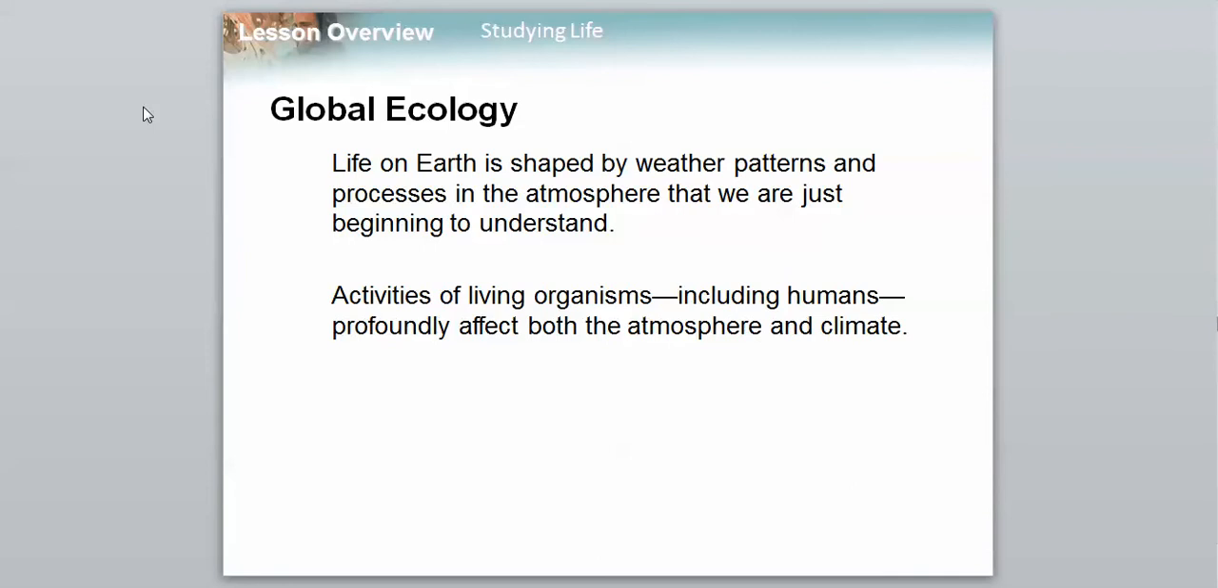So our first one is called global ecology. So hopefully we've heard of this word ecology before. They describe ecology based off the fact that life on Earth is shaped by weather patterns and processes in the atmosphere that we are just beginning to understand. So activities of living organisms, including humans, profoundly affect both the atmosphere and the climate. So with global ecology, one of the big focuses now is something called global warming and the impact that humans are having on the environment. So that's going to be a focus of one of our chapters later on in the year.